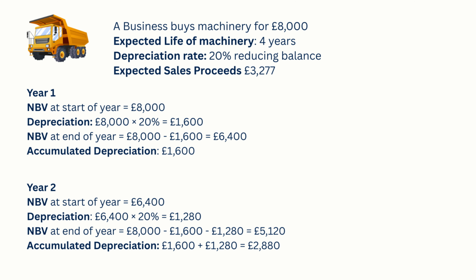This is where reducing balance really starts to show its difference from straight line. We do not go back to the original cost. In year 2, NBV at start is £6,400. We apply the same percentage again.